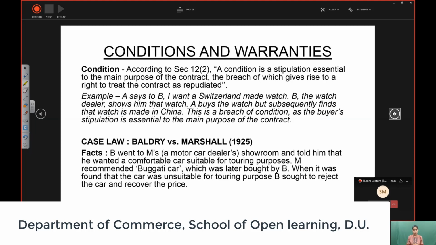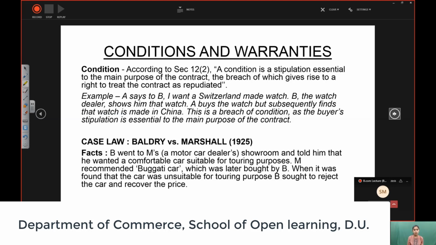What is the meaning of condition? What is warranty? What are implied conditions? What are implied warranties in a contract of sale? So we'll be discussing these topics step by step, and it's very important for your examination point of view. First of all, let's understand what is the term condition.